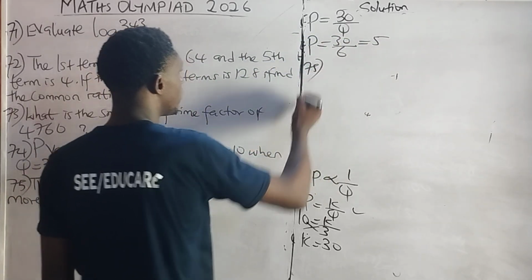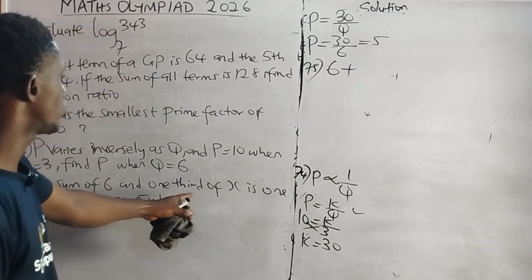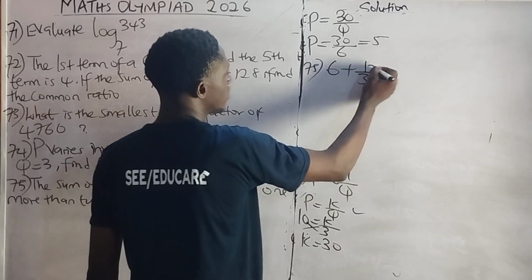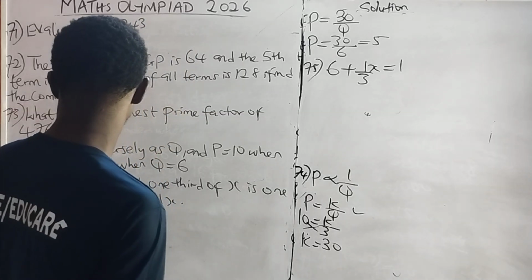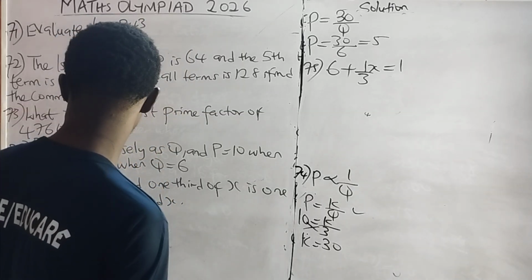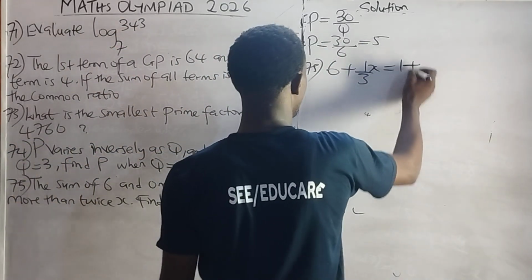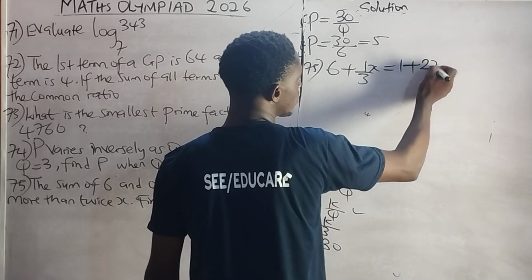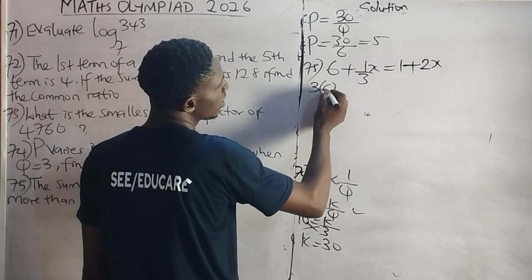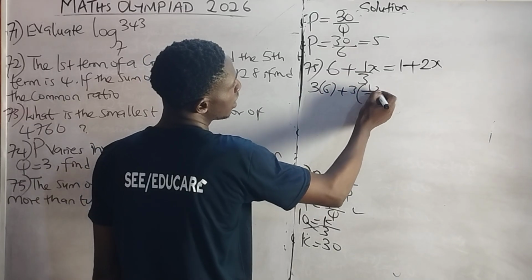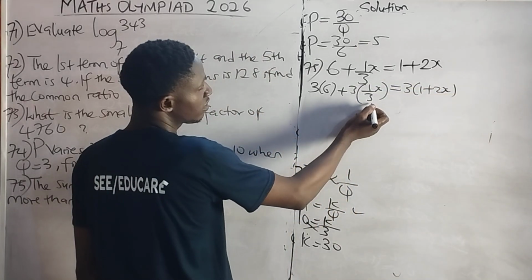Number 75. The sum of 6 plus 1/3 of x, that is 1 over 3 x, is 1 more than twice x, that is 2x. So let's multiply each of these terms by 3. This is 3 bracket 6 plus 3 bracket 1 over 3 x equal to 3 bracket 1 plus 2x. I just want to eliminate this fraction.